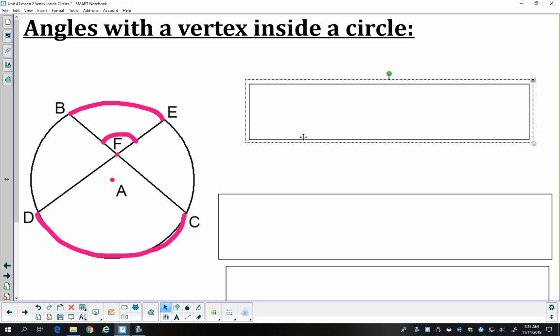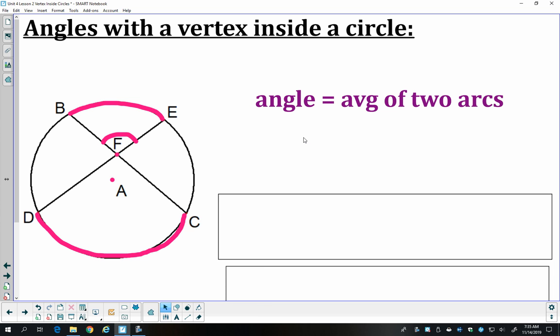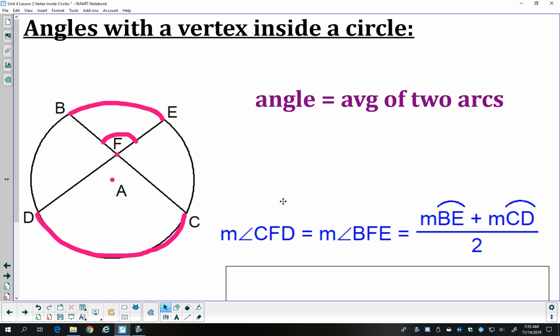And what it is, is that that angle is the average of those two arcs. So this angle measure right here, BFE, whatever that measure is, is the average of arc BE and arc DC. So again, to average, you add and divide by, in this case, 2, because we have two arcs. So that would look something like this. BFE and CFD, so let me mark that. That's CFD. Those two angles are equal, and their measure is going to be equal to the average of these two arcs. So add them and divide by 2.